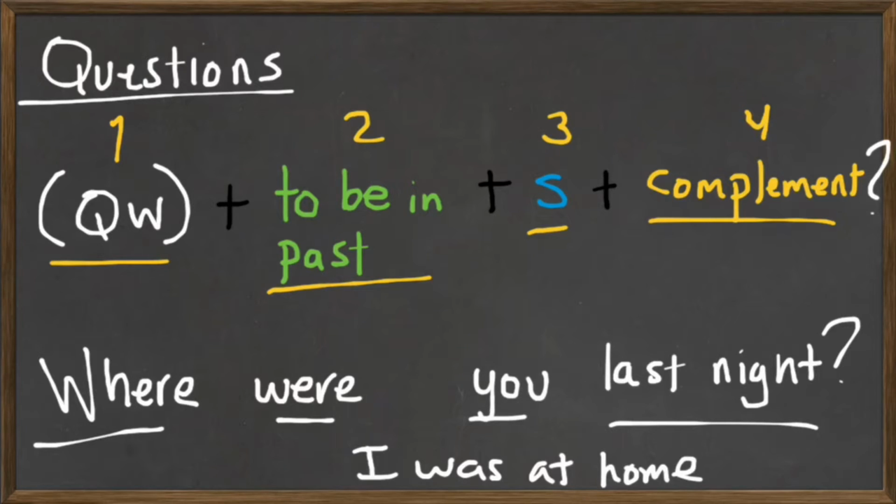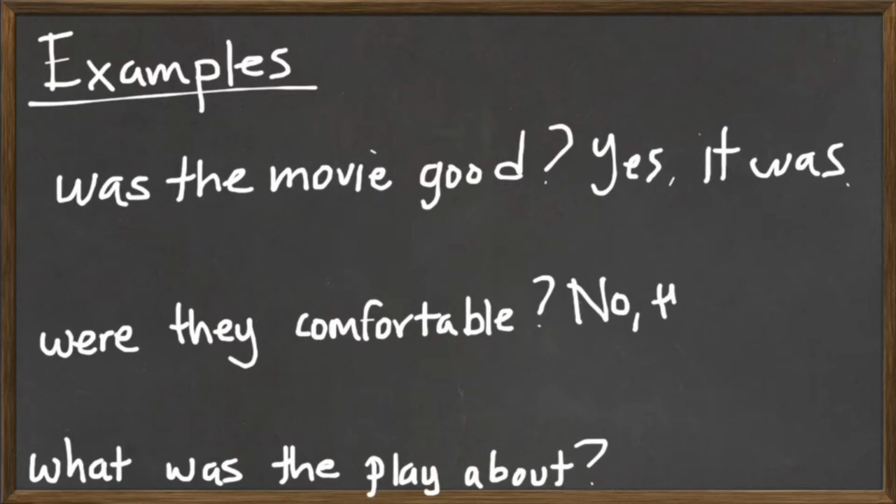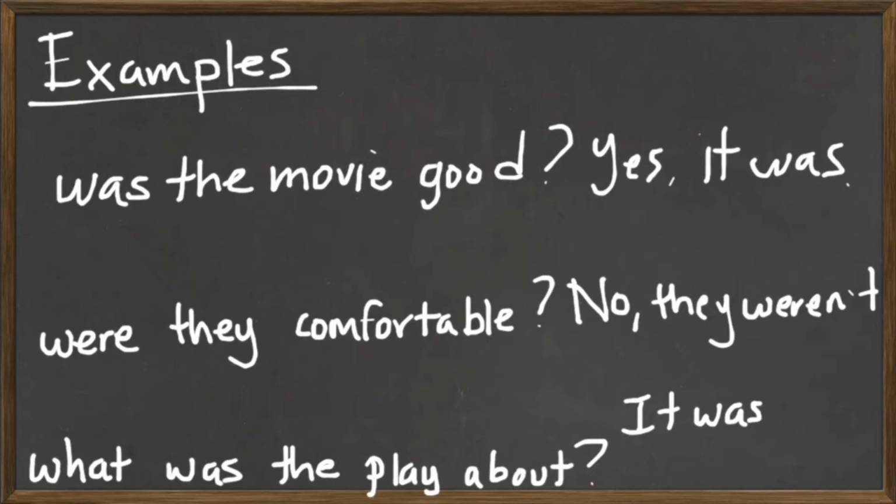Okay. Now we have some examples. Was the movie good? We can say yes, it was. Or no, it wasn't. Example number 2. Were they comfortable? We can say no, they weren't. Example number 3. What was the play about? You can say it was about war.